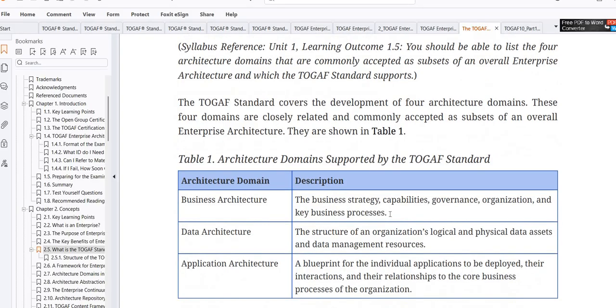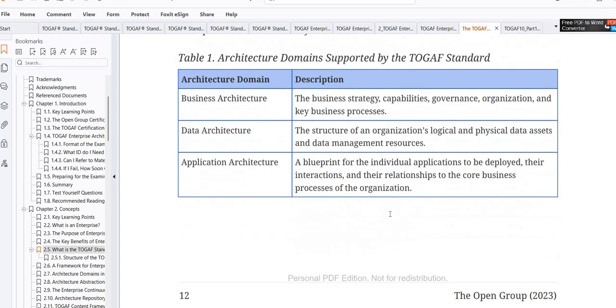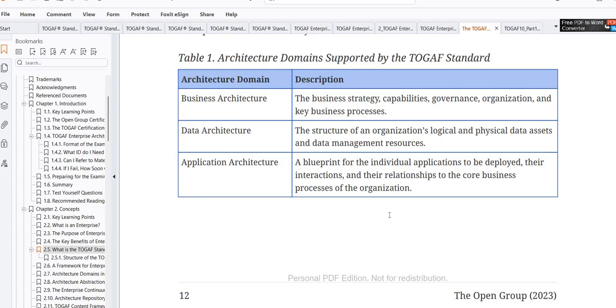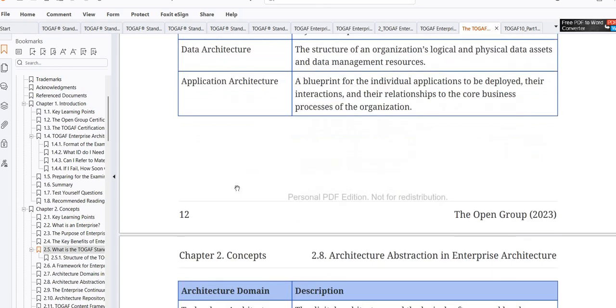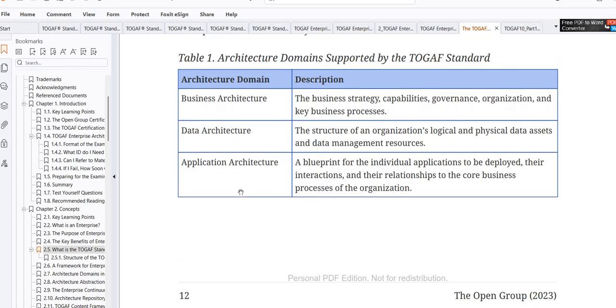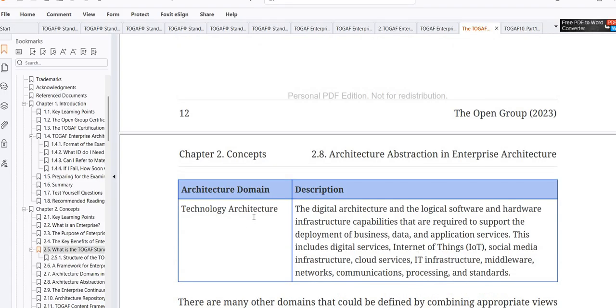Okay, see TOGAF standards: business architecture, data architecture, application architecture, and technology architecture. These are the primary 4 domains. We can say B for short. Data and application together form one phase, phase C, information system architecture. But generally, from the different domain perspective, business architecture is B, data and application will come to C, and D will come as technology architecture.